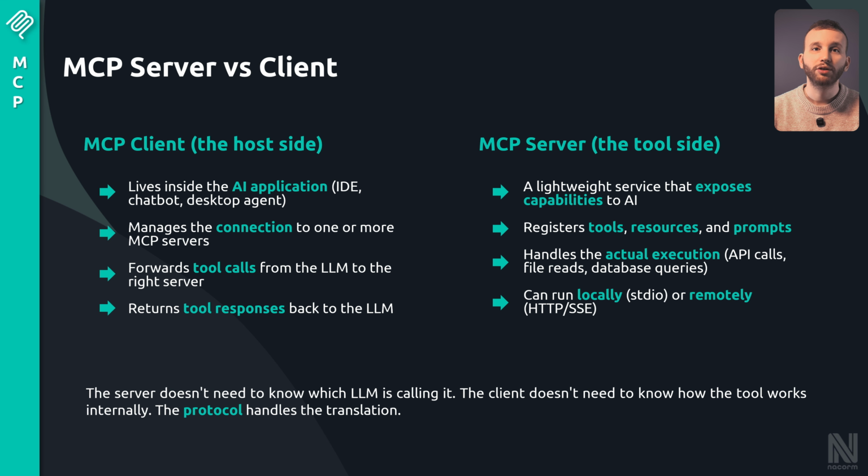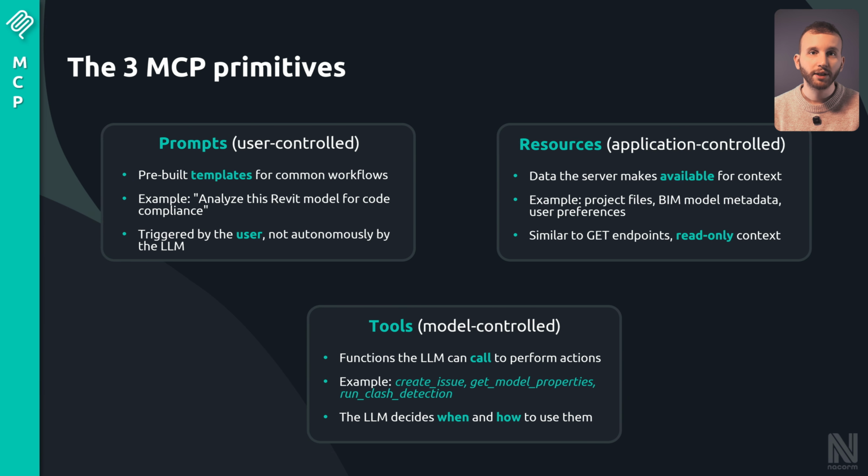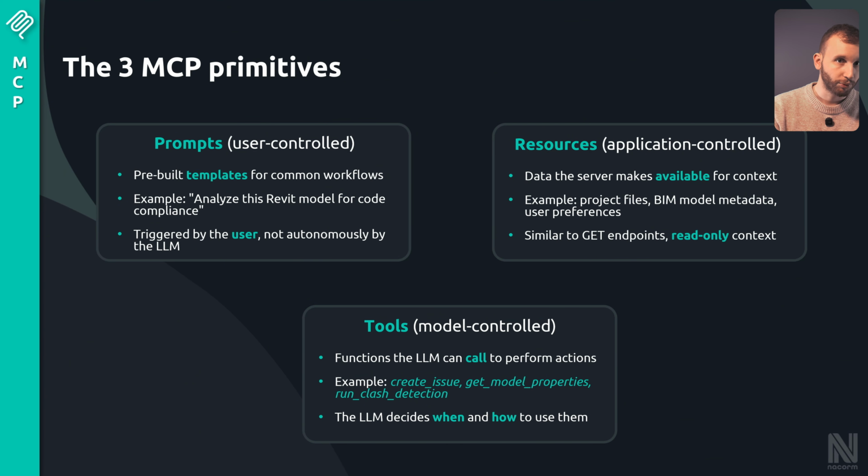The server doesn't need to know which LLM is calling it. The client doesn't need to know how the tool works internally. The protocol handles the translation. This clean separation is what makes MCP systems composable. MCP servers expose three different types of components, called primitives.